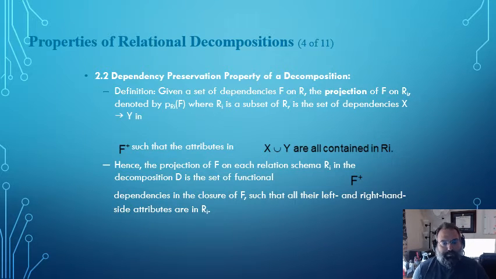2.1, dependency preservation property of a decomposition. Definition: given a set of dependencies F on R, the projection of F on Ri, denoted by pi sub Ri of F, where Ri is a subset of R, is the set of dependencies X implies Y in F closure such that the attributes in X union Y are contained in Ri. Hence, the projection of F on each relation schema Ri in the decomposition D is the set of functional dependencies in the closure of F such that all their left and right-hand side attributes are in Ri.